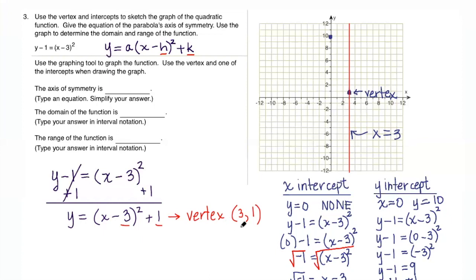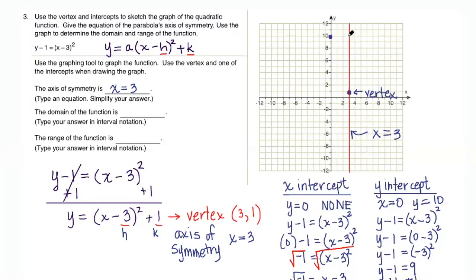But also remember, we said the axis of symmetry is always x equals your h value. Remember, here was h, here was k. My h value is 3. Either way, you get the answer x equals 3.